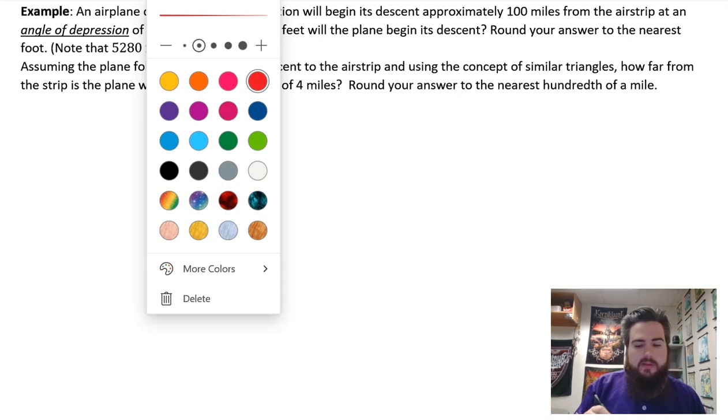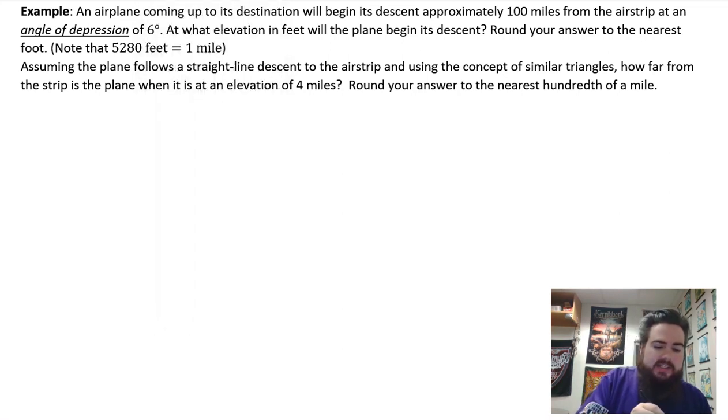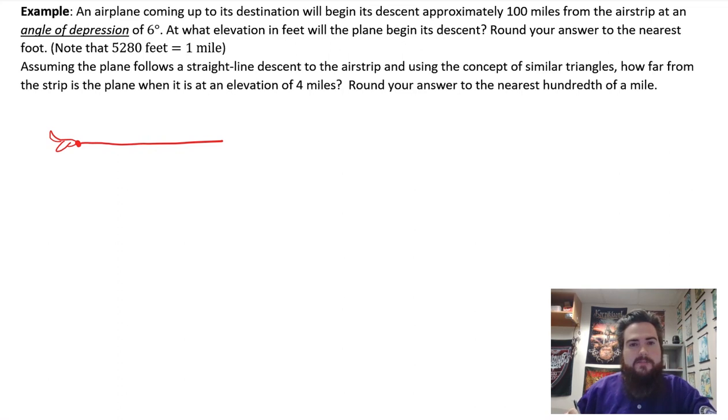For this situation, one of the most important parts is that we have an angle of depression. What that means is that we are going to draw this in a very particular fashion. If you ever see the phrase angle of elevation or angle of depression, what that means is that we are going to be drawing an angle measure from a horizontal line. So, for this case, I'm going to draw my plane over there, and we're going to draw a horizontal line from the plane's position up in the sky.